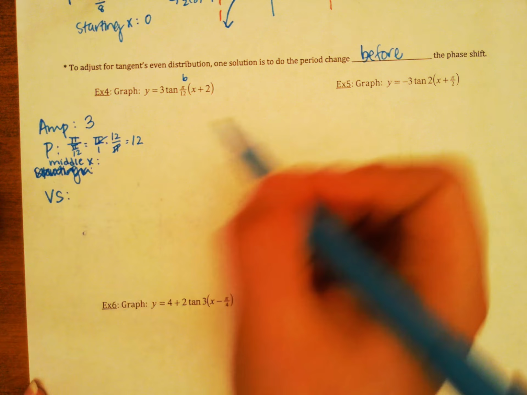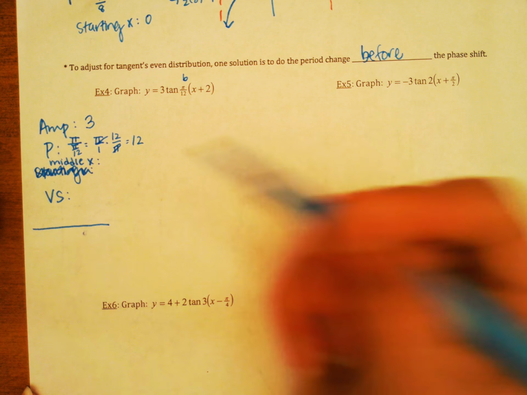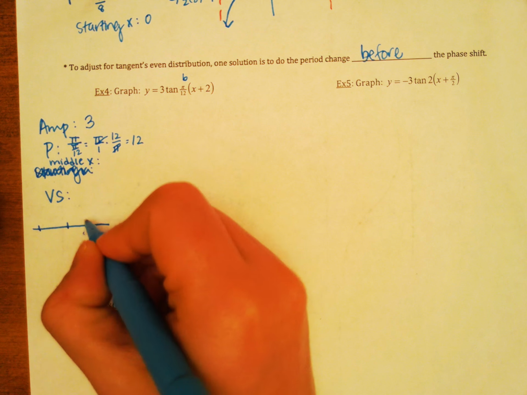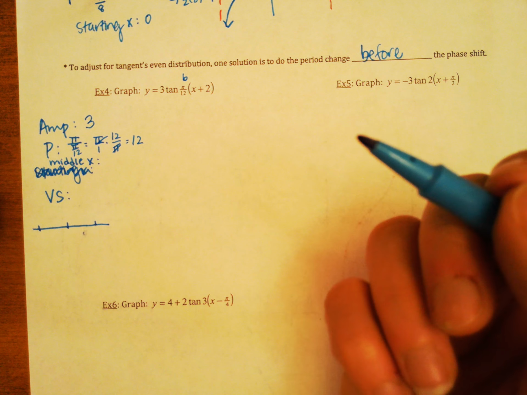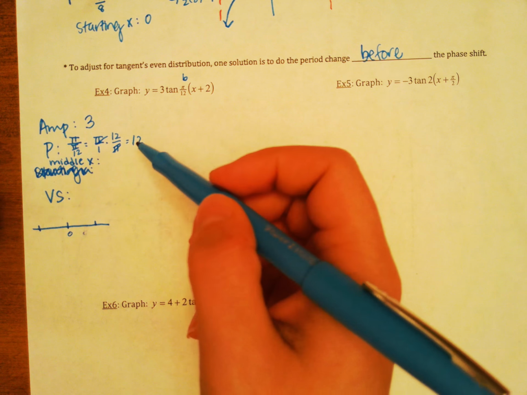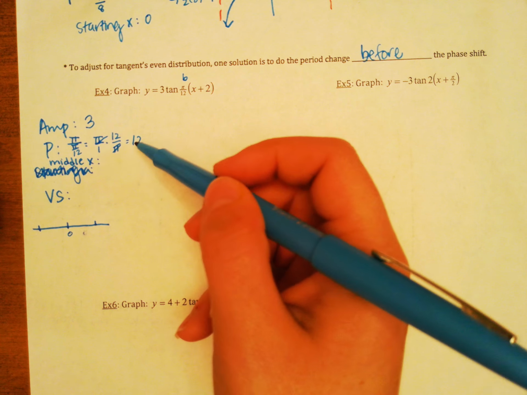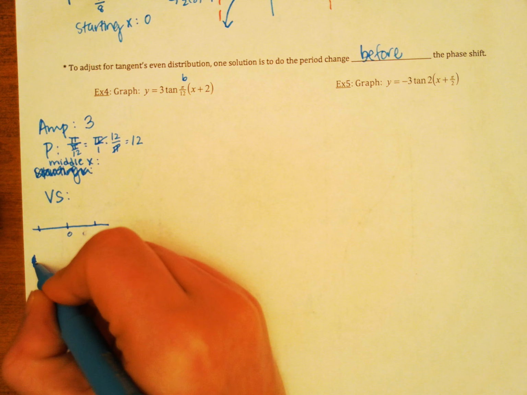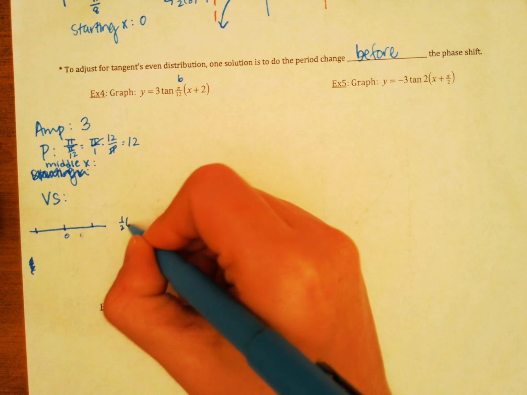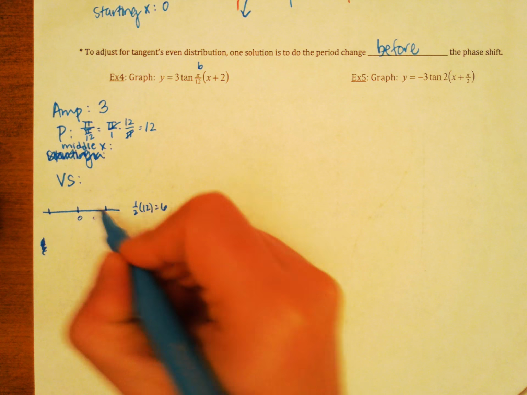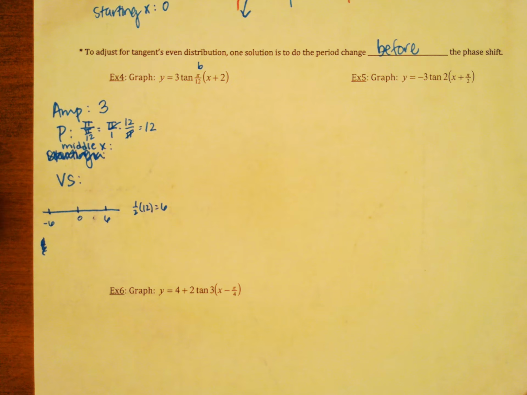Okay, so I'm going to pause there, and I'm going to figure out my period change before I factor in my phase shift. So I'm going to draw a mini little x-axis off in the corner. I'm going to start at 0 because that's normally what I would do. And my period is 12, and I want 12 all-encompassing. I want to take half of my period, and I get 6. So I want to go forward 6 units and then backward 6 units. So this would be normally before we did any sort of phase shift.